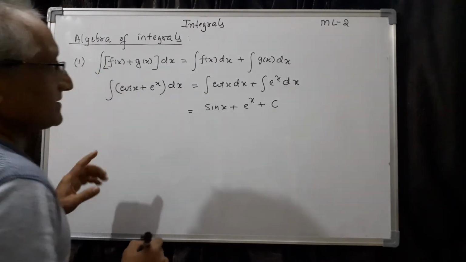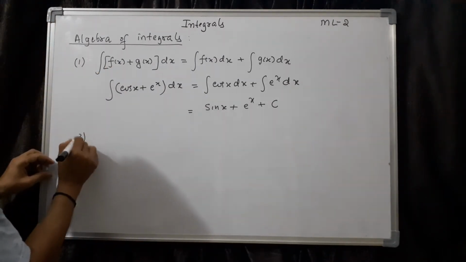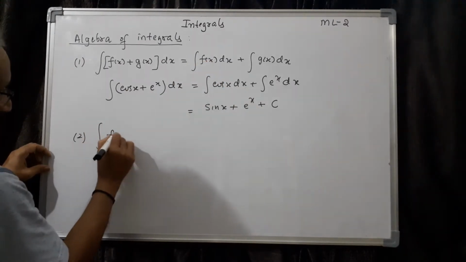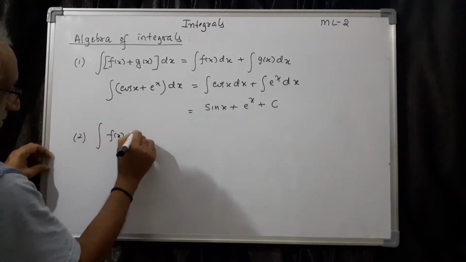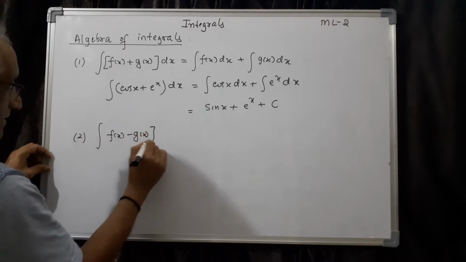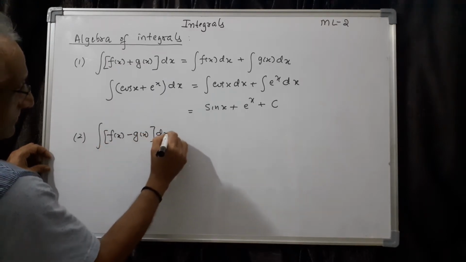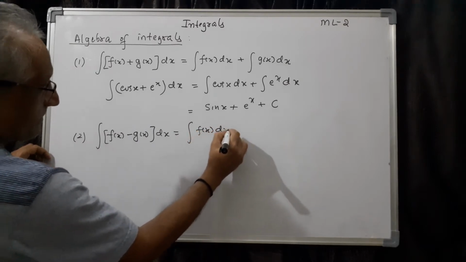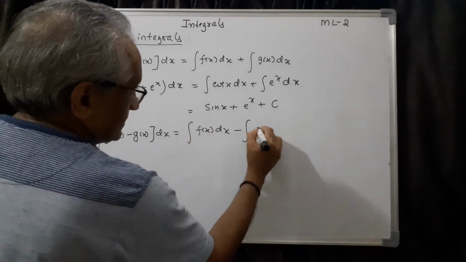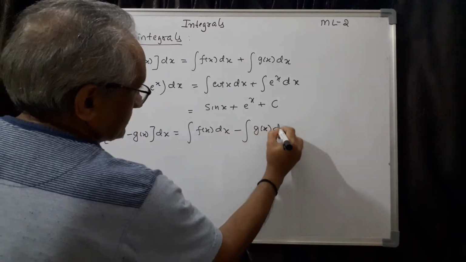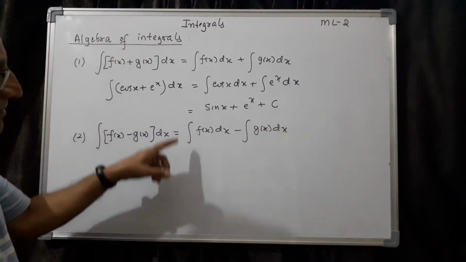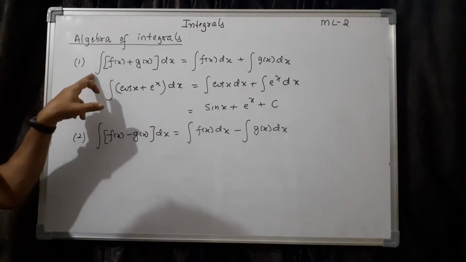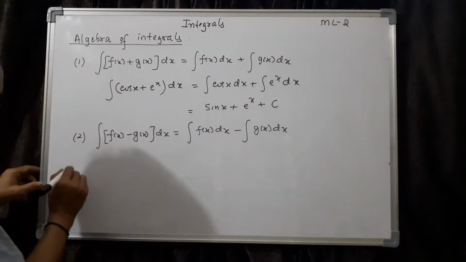So this is addition. Same thing for the difference also. Actually I can write here only minus. Integration of f of x minus g of x, then dx, will be equal to integration of f of x dx minus integration of g of x dx. There is no need to give one more example. Here, if it is minus, this is minus. This is the addition rule, this is the difference rule.